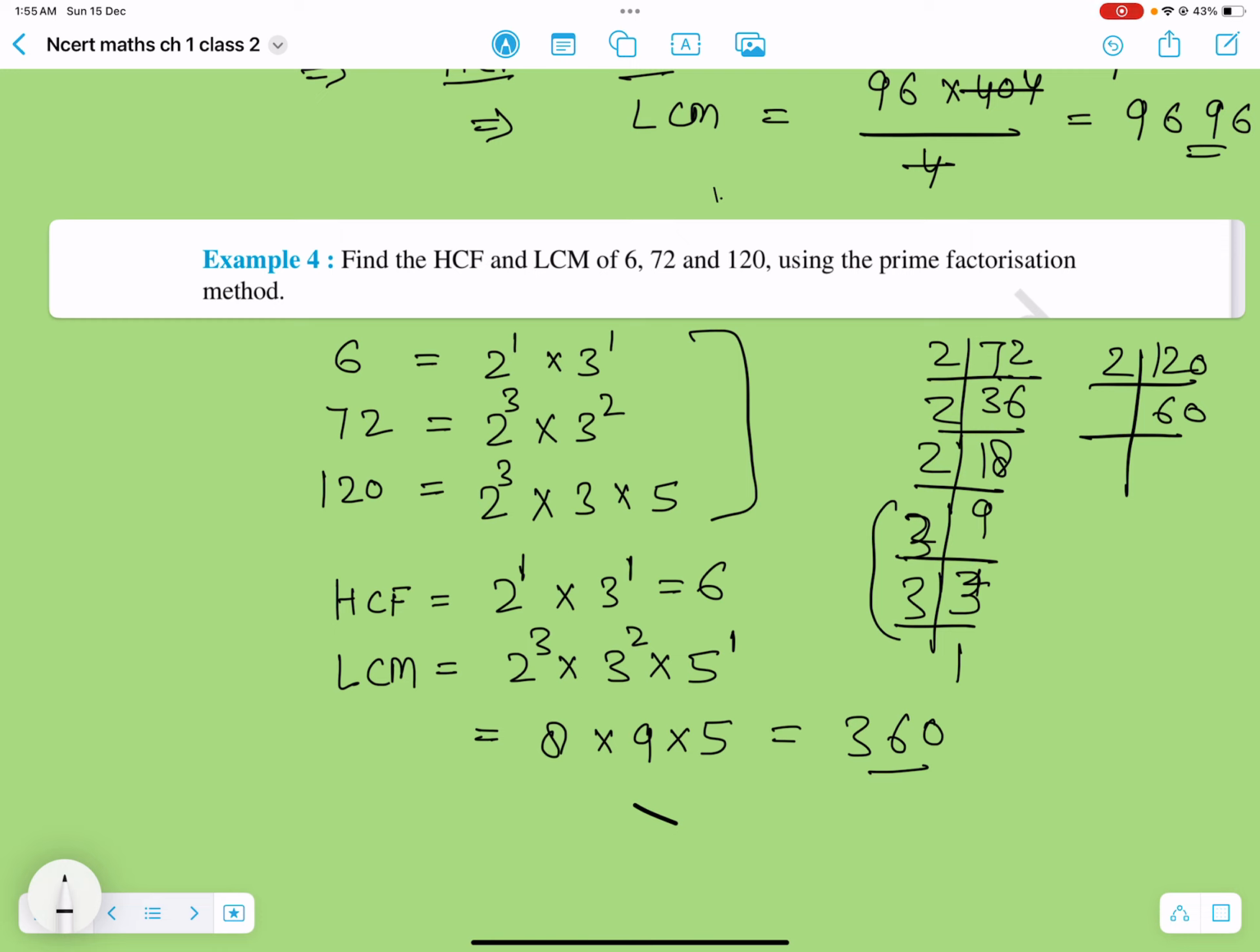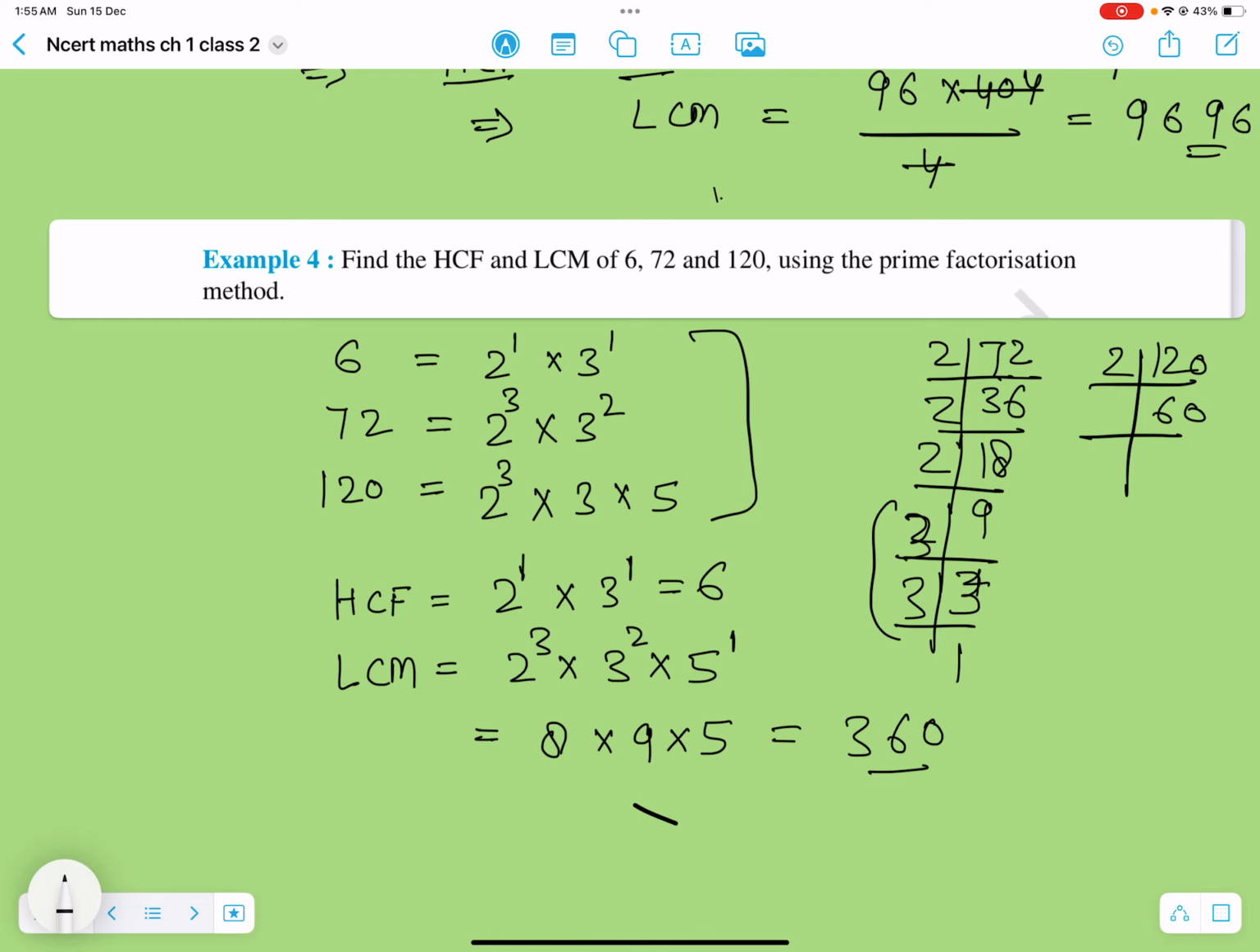All right, so this is about our class 2. We just did a recap on the fundamental theorem. We solved some questions. We saw how for two numbers we can have an observation or a formula where we can say the product of two numbers equals the product of their LCM and HCF. And that's pretty much about it.